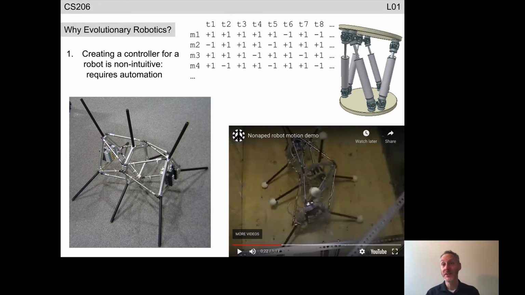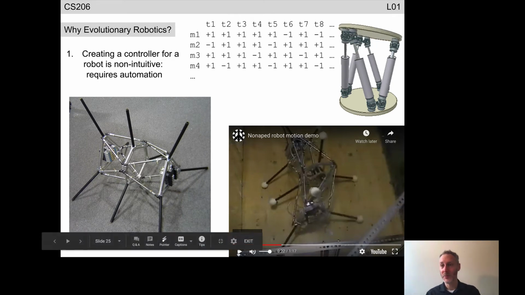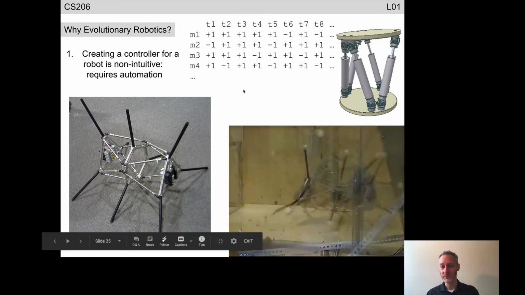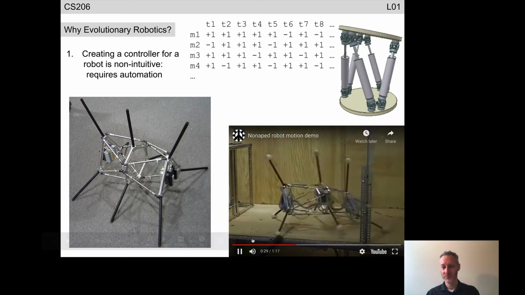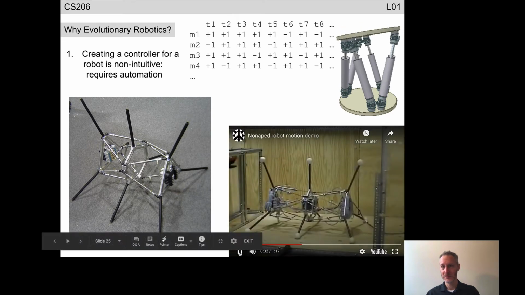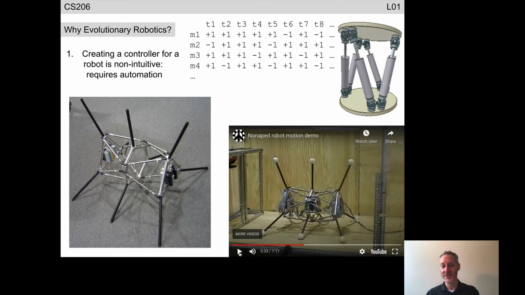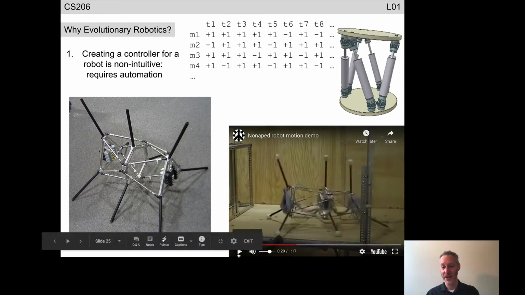What happens if this matrix is all +1s? What does the nonaped do? If you have an idea, go ahead and type it into chat. Even that's a little non-intuitive, hard to tell. Shall I play a little bit more of the video? As Sage says, it sprawls out, and you can see it doing exactly that in this segment.